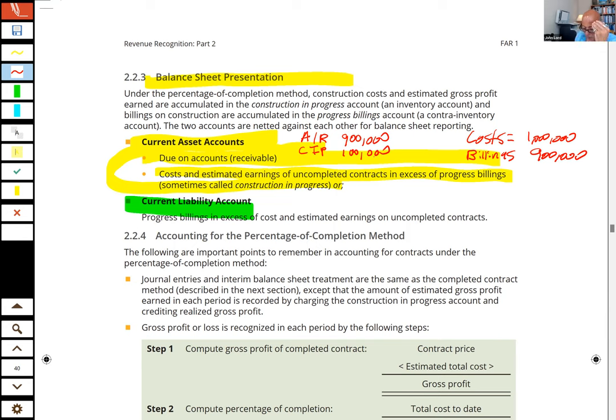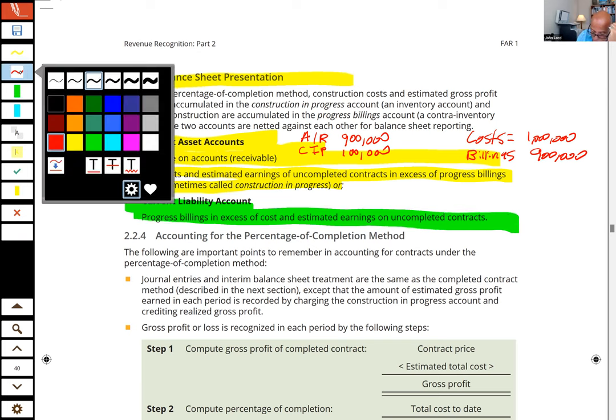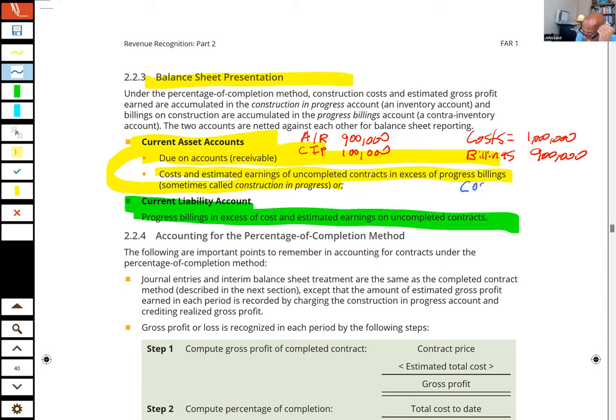Now, we would have a current liability if our billings are in excess of our costs, okay? So we're going to have to change the fact pattern up here a little bit. Let's say our costs are $1 million.